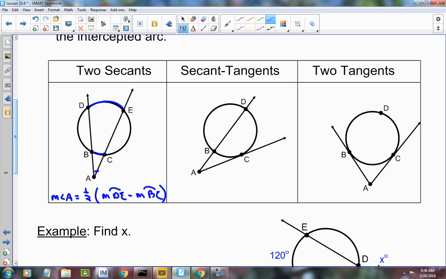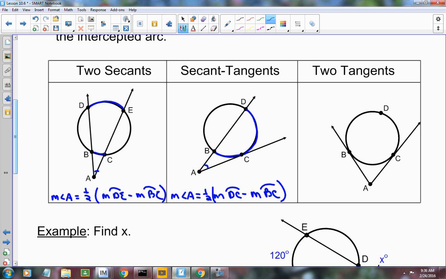So it's outside minus inside. Same thing's going to be true here. The measure of angle A is going to be half of the outside minus the inside. So 1/2 the measure of arc DC minus the measure of arc BC.